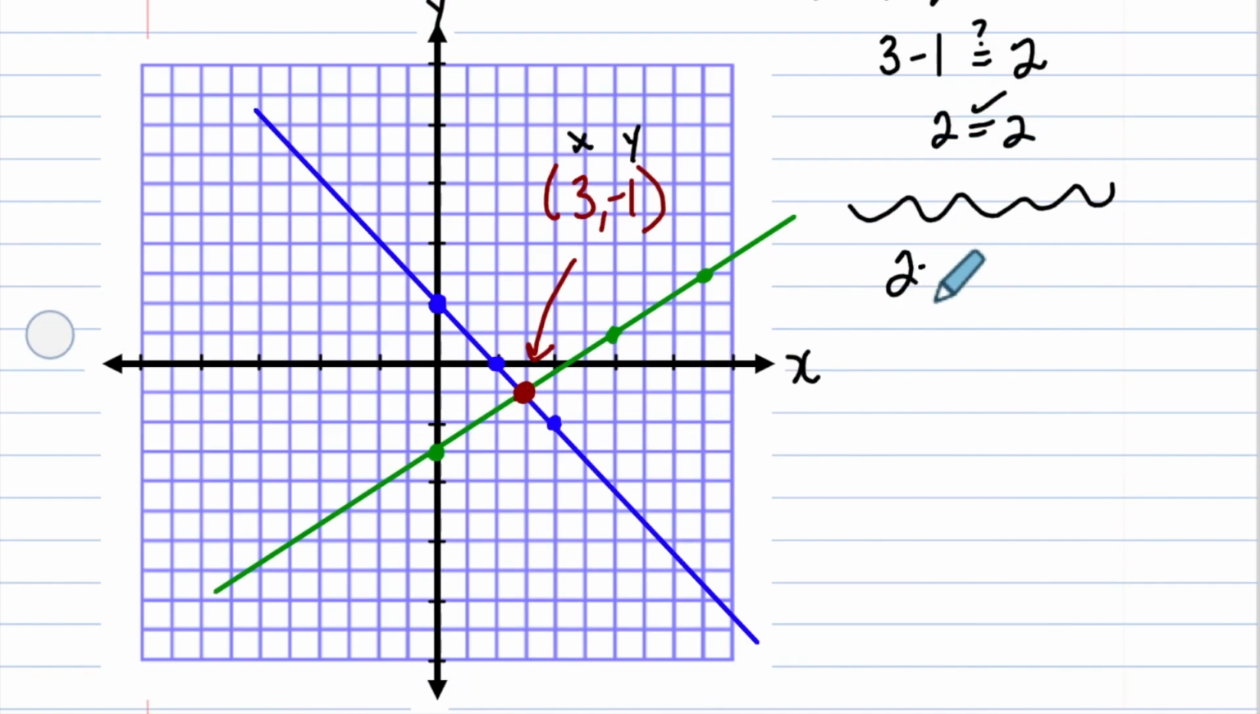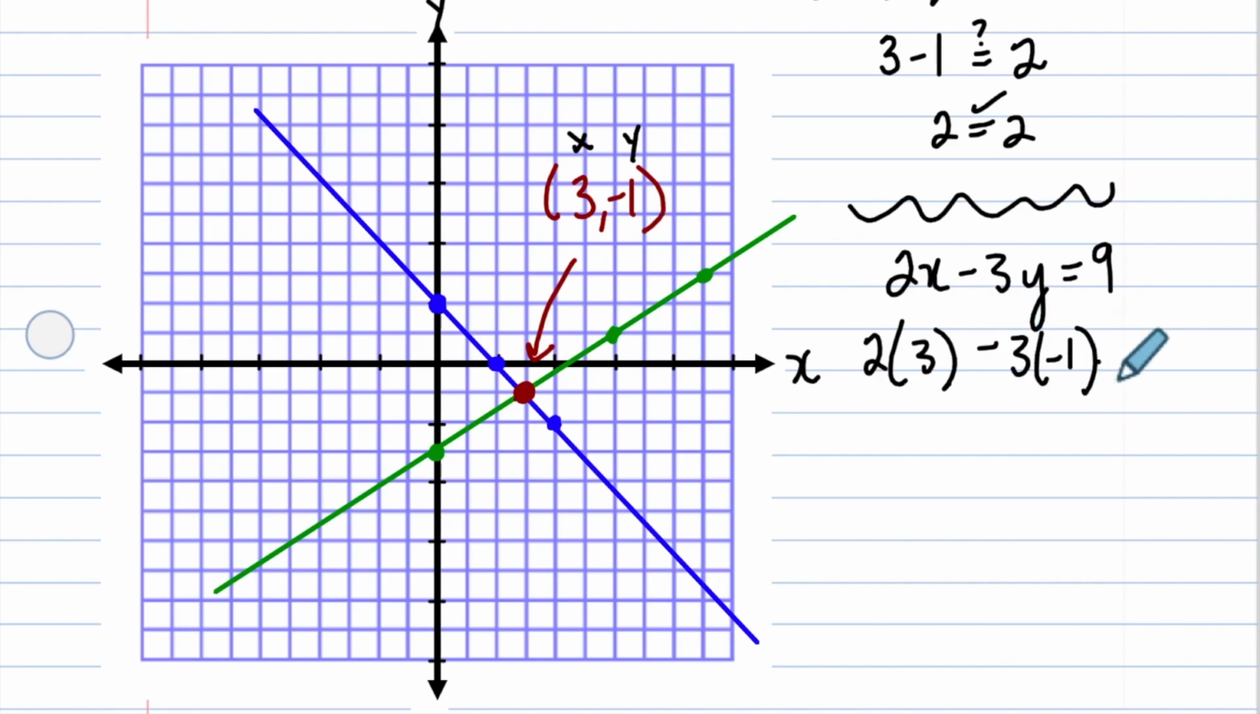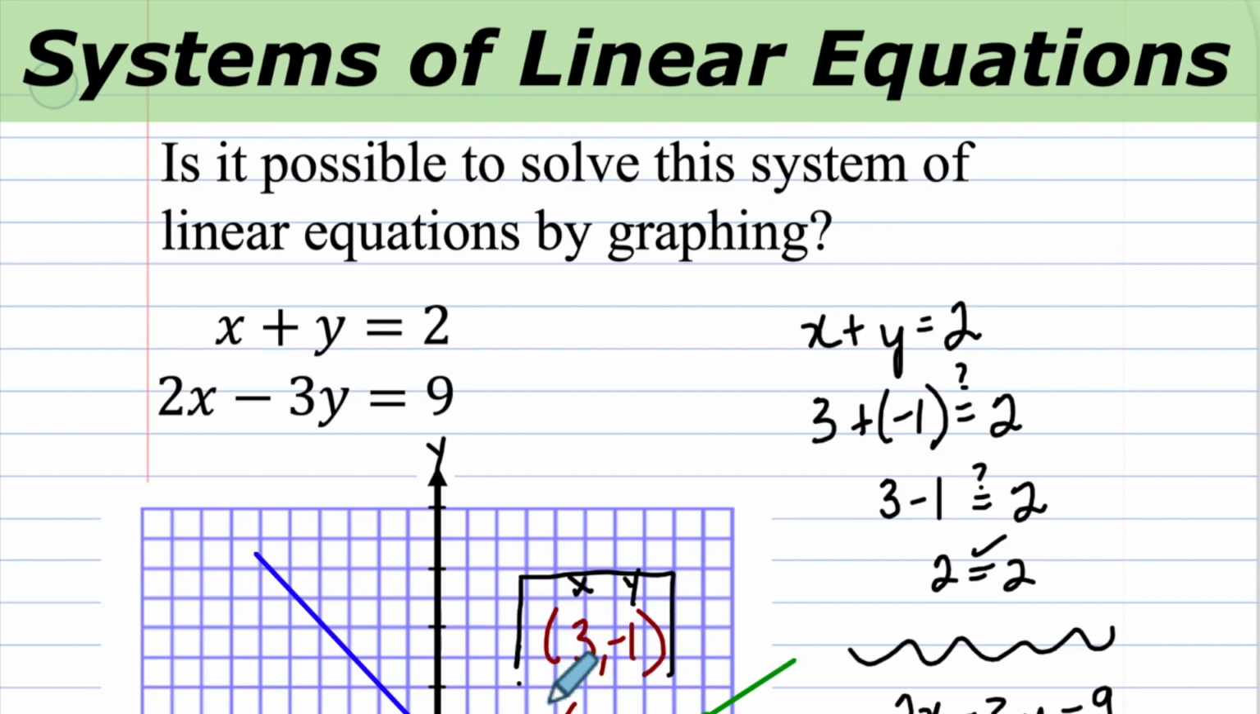Second equation, we'll take the 3 and we'll take the -1. Is this equation true? 6, negative times negative is a positive 3. Does that equal 9? And yes, 9 equals 9. We know that (3, -1) is a solution to this system of equations.